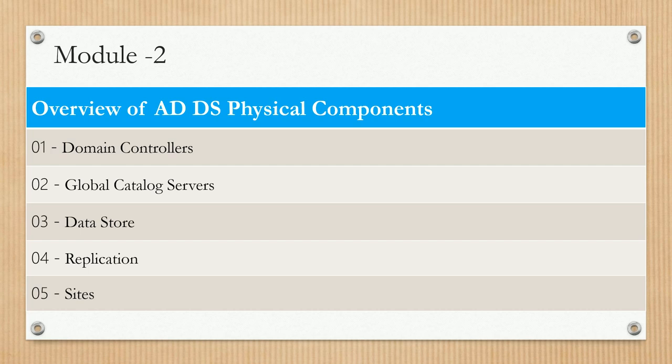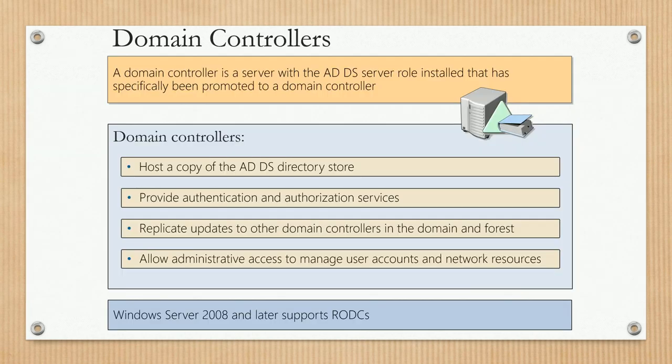So one module is done, and let's move to the next module, overview of the ADDS physical components. In this module we will be covering the domain controller, global catalog server, data store, replication, and the sites. So let's understand what a domain controller is. A domain controller is a server with the ADDS server role installed that has been specifically promoted to a domain controller.